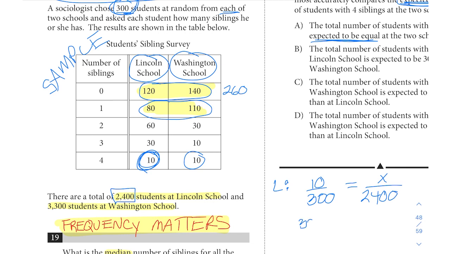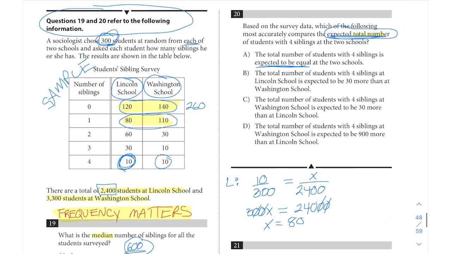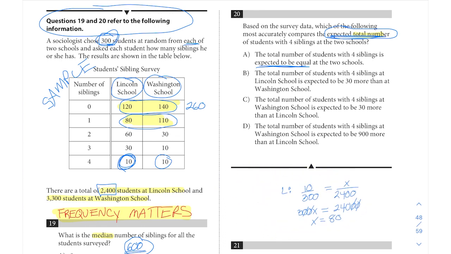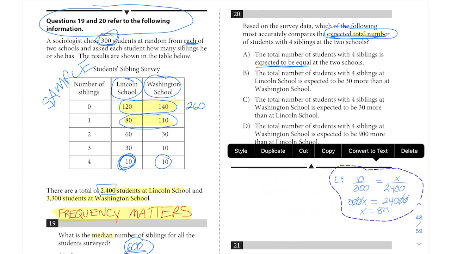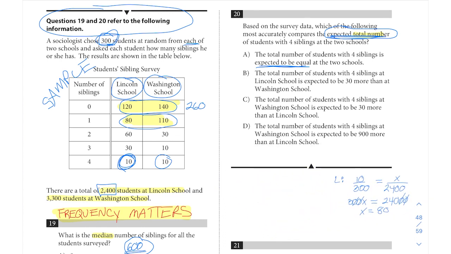And from here, we can cross multiply and solve, and this will give us 300x equals 24,000 divided by 300. If it makes the math easier, you can cancel out a couple zeros. When you cancel out 2 zeros from each, you get 240 divided by 3. X would equal 80. So there would be 80 from Lincoln School. And I'm going to make that a little bit smaller and move that over.